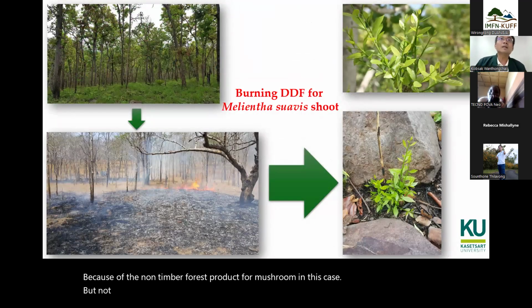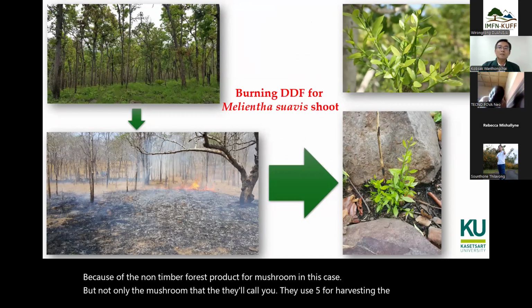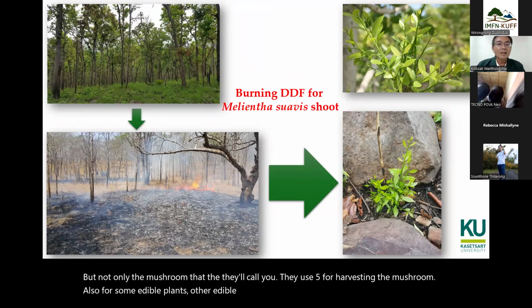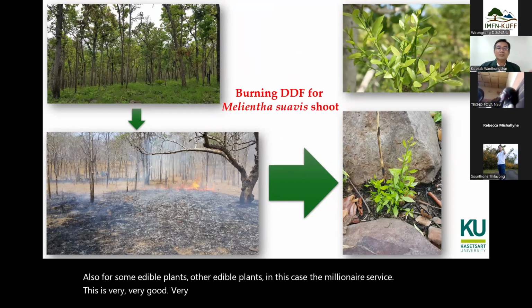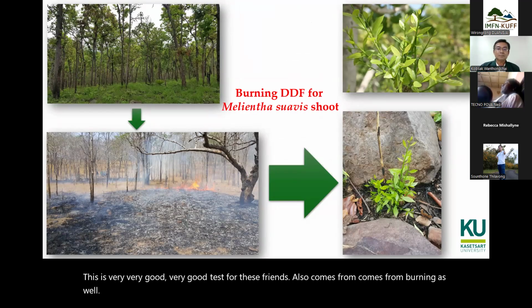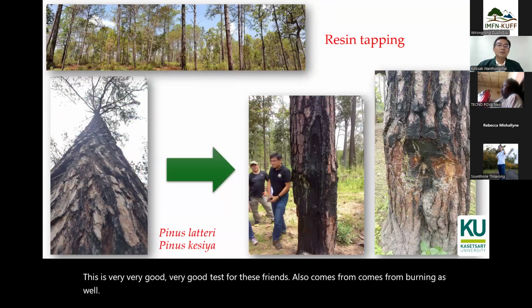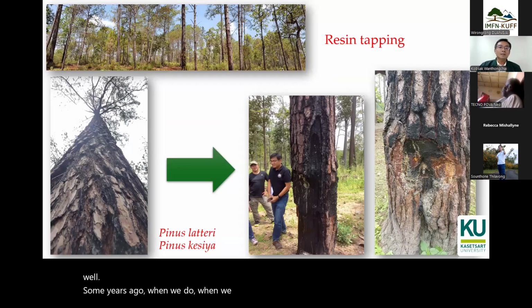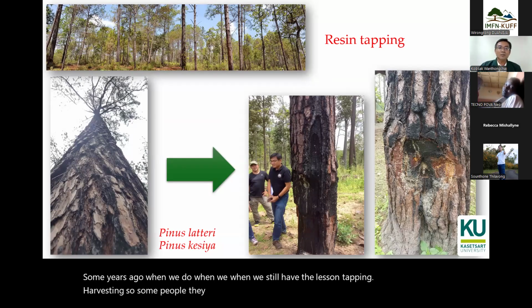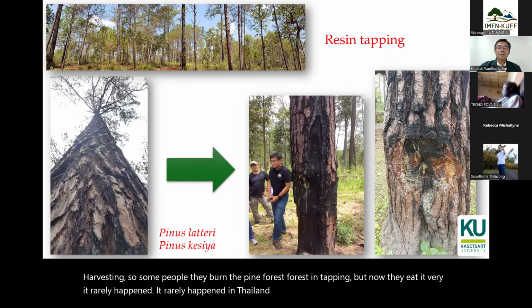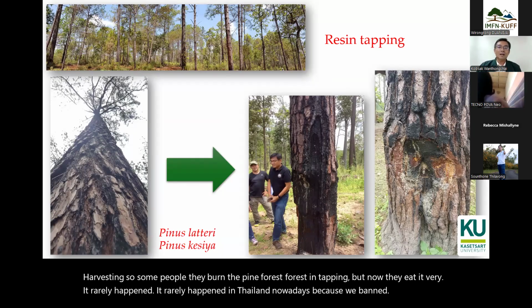But not only mushroom, the local people also use fire for harvesting some other edible plants. In this case, the taste is very good for these plants, which also come from burning as well. Some years ago, when we still had resin tapping, some people burned the pine forest for resin tapping, but now it rarely happens in Thailand nowadays, because we banned burning in the pine forest for resin tapping.